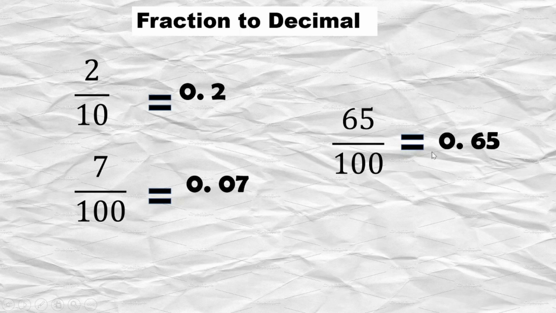Then next, we have 65 over 100. So, 65 is in hundreds. Okay? 2 digits, 2 zeros. Then, you can divide also 65 divided by 100. The answer is 0.65. So, that is how we convert fraction to decimals. Magdi-divide lang po kayo.